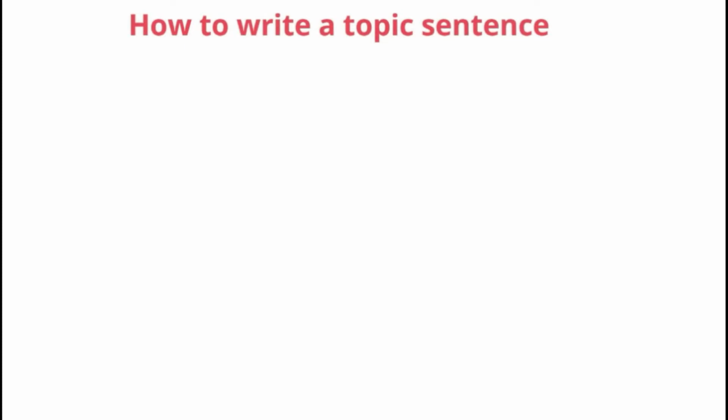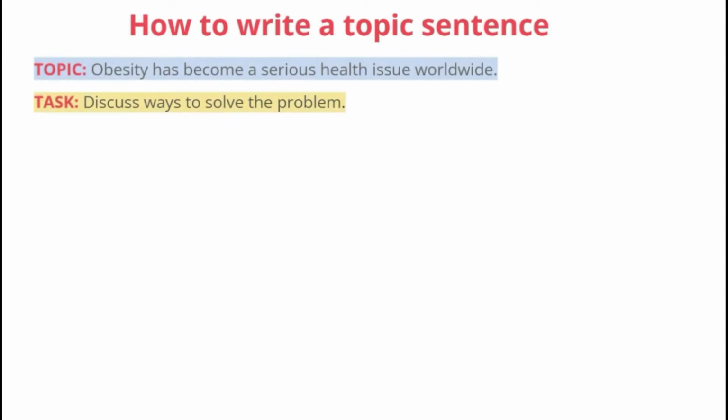Let's take the same prompt that I've been using in this course. Obesity has become a serious health issue worldwide. Discuss ways to solve the problem. And I want to bring back and look at the plan that I wrote for this essay. I'll start with body paragraph 1. And for the topic sentence of my body paragraph, I'll use this formula. First, I'll think about the task, then the topic, and then my key idea.